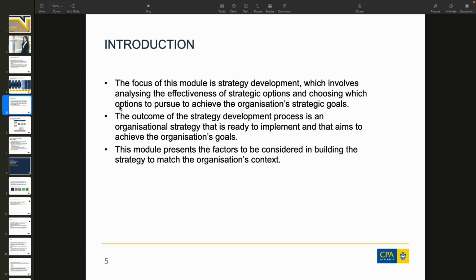So the focus of this module is strategy development, which involves analyzing effective options and choosing which option to pursue. So which option is the best option? The outcome of the strategy development process is an organization strategy that's ready to implement with the aim to achieve organization goals. Correct? So what are the goals? The module presents the factors to be considered in building strategy to match organization context. These are, remember, factors to be considered in building strategy to match. Those are the factors that will affect your strategy most.